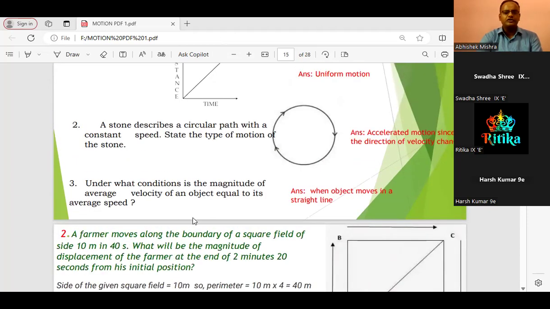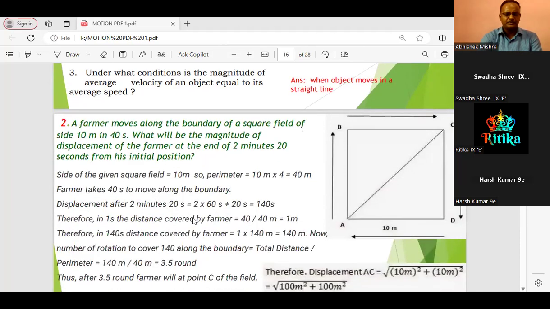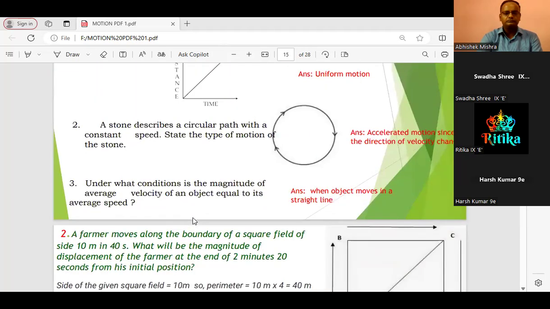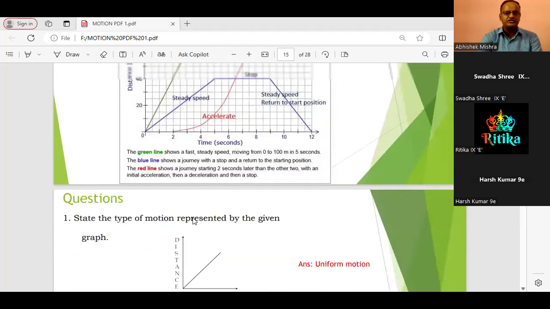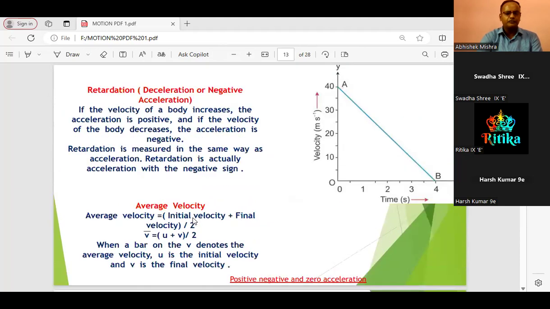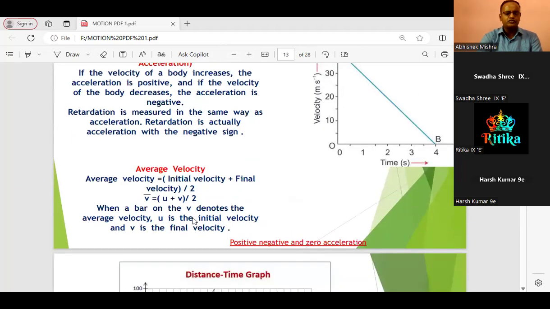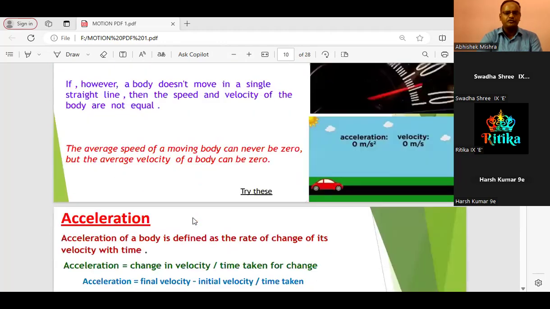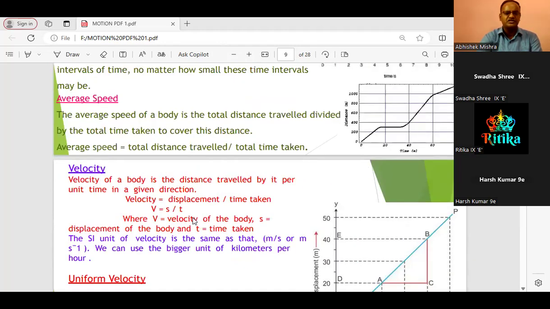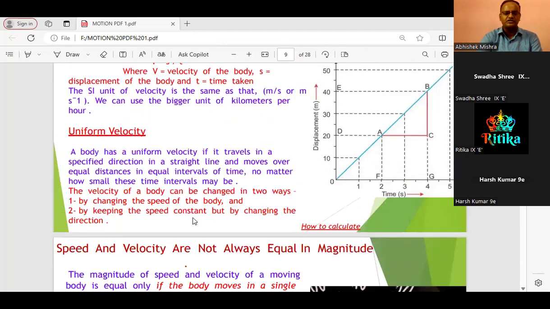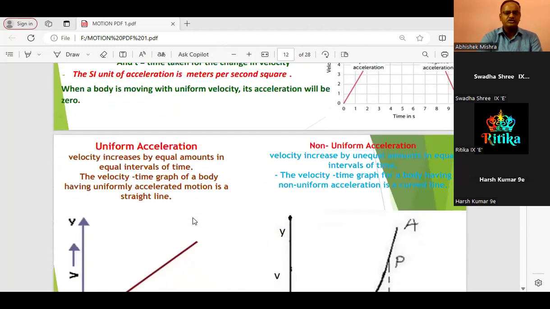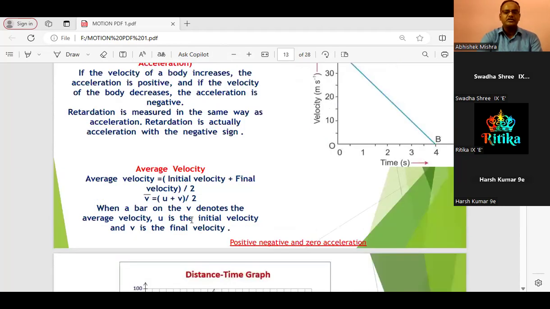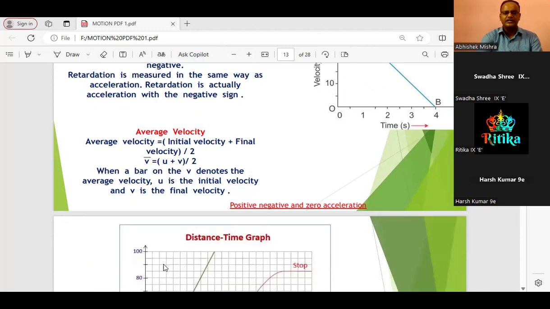The next question was, under what condition is the magnitude of the average velocity equal to the average speed? When the body moves in a straight line. Now, students, one more thing. Average speed and average velocity, both concepts are clear because we have already discussed them: average speed is total distance by total time, and average velocity is initial plus final velocity by the time taken.